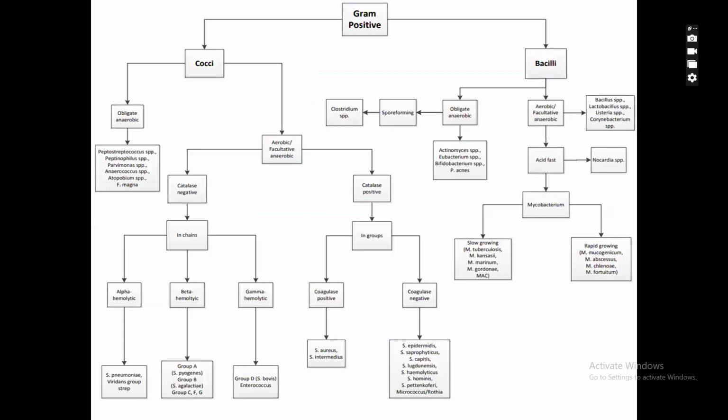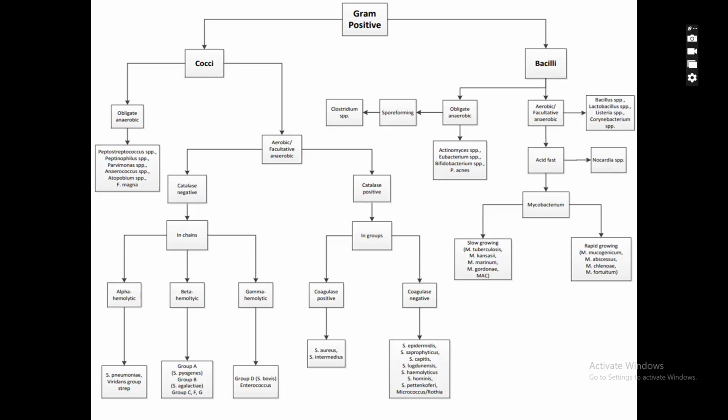Coming to the gram-positive, the classification mainly goes by the cocci and the bacilli. Normally, we say in our ICU GPC, gram-positive cocci, or GNB, gram-negative bacilli. The gram-positive cocci may be obligate anaerobic or aerobic. The anaerobic cocci are the Peptostreptococcus, which are mainly involved in the causation of aspiration pneumonia.